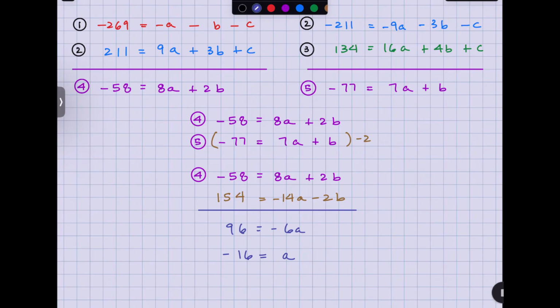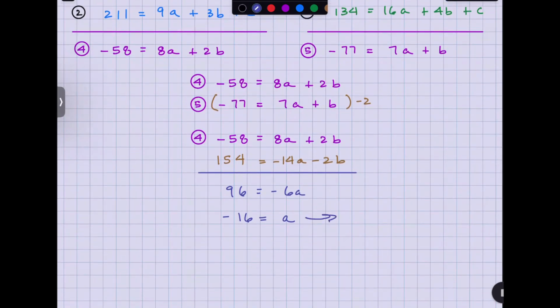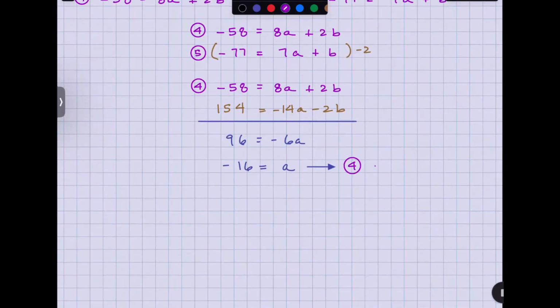So we're going really from 3 equations down to 2 equations down to a known. Then we can go backwards to now 2 knowns and then to 3 knowns. Right? So from here we're going back up. So essentially, I can take this A and plug it into, doesn't really matter, let's say equation 4. So when we do that, we're going to get negative 58 is equal to 8 times negative 16 plus 2b.